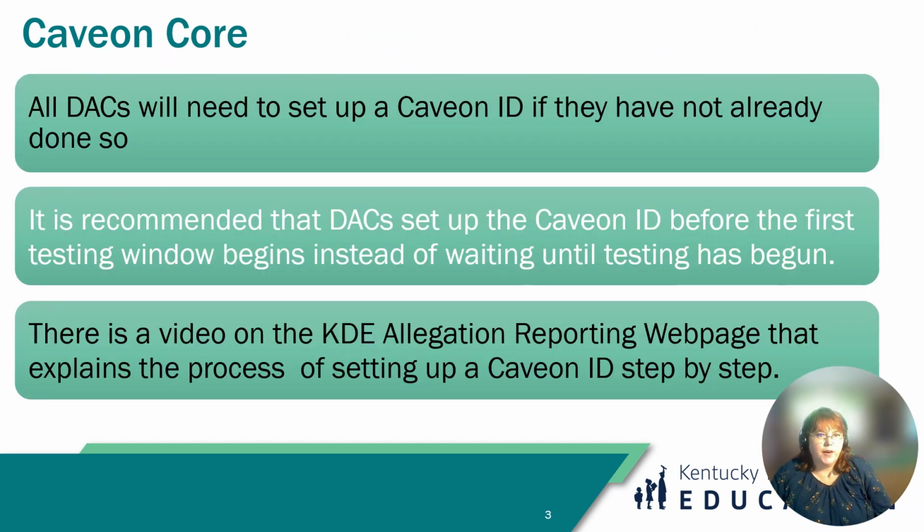District assessment coordinators who have not already created IDs on Caveon Core will need to do so, preferably before testing begins. On the KDE allegation reporting webpage, there is a written description of the process of setting up a Caveon ID, and there's also a video that goes through that process.